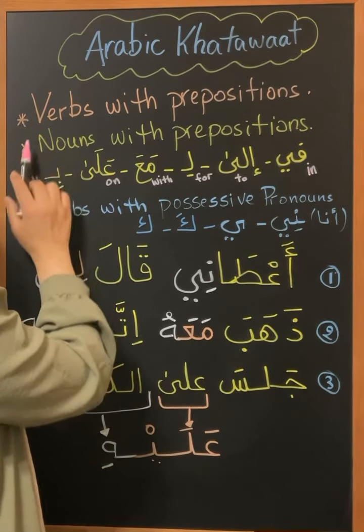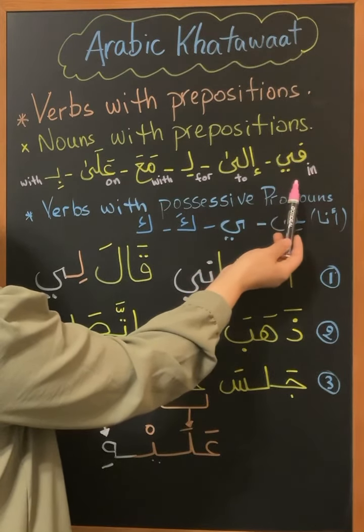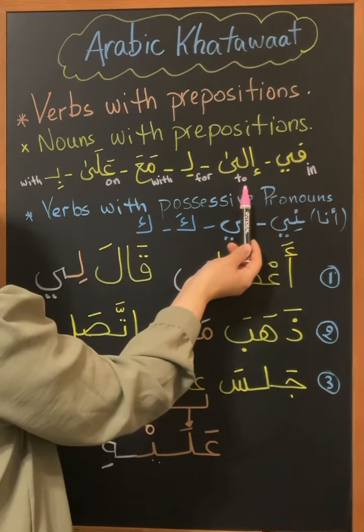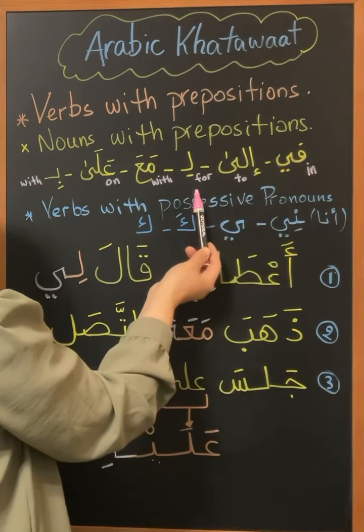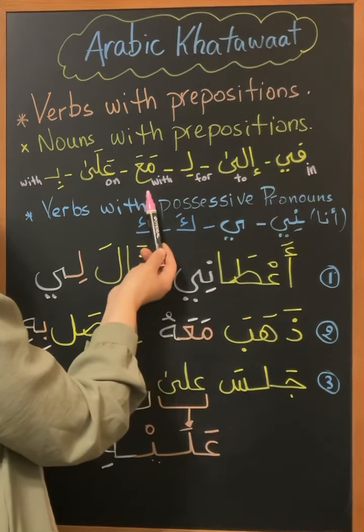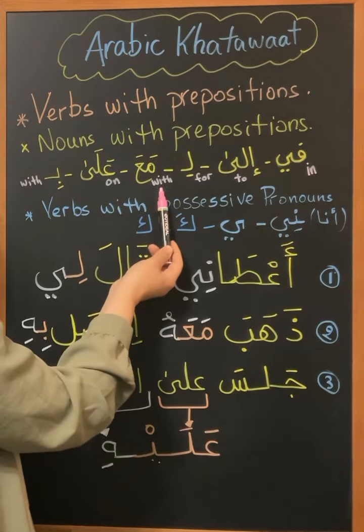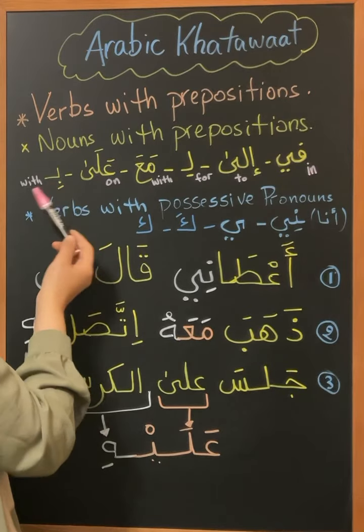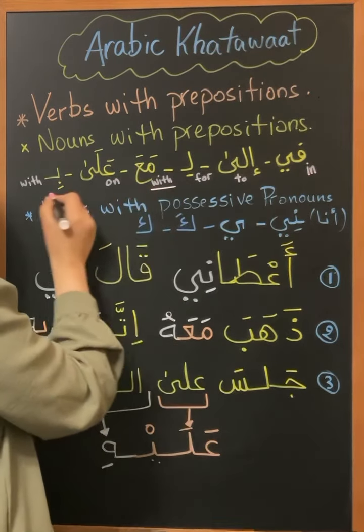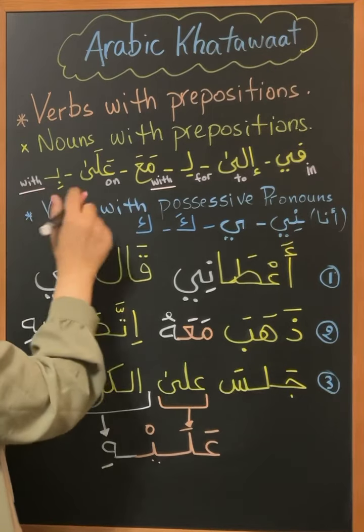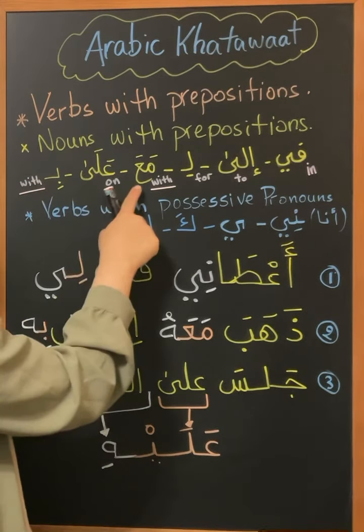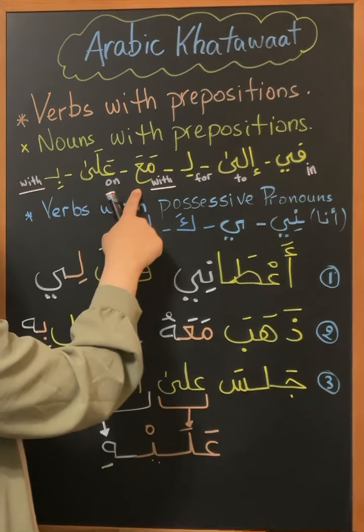So we'll start with learning about the prepositions. We have في, in, إلى, to, لي, for, مع, with, على, on, and بـ, with. Both of them mean with, but بـ we use with objects, and مع we use with individuals or with humans.